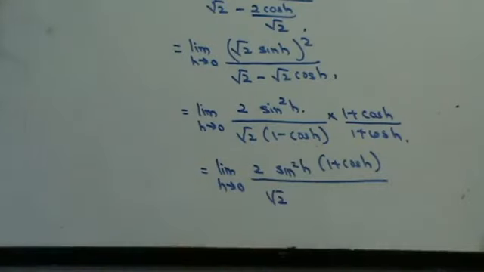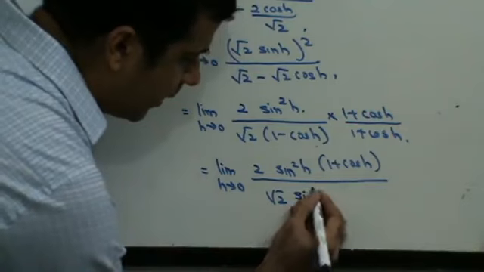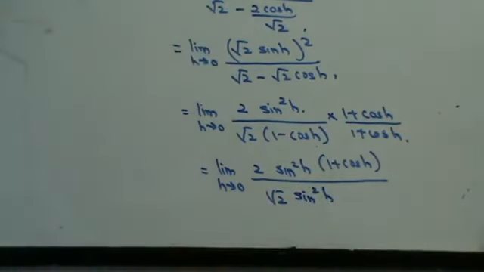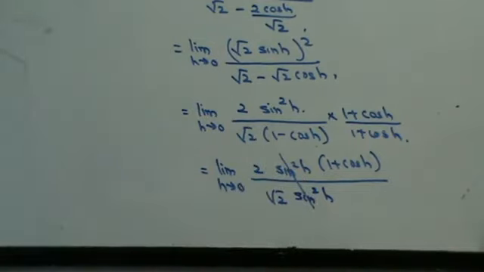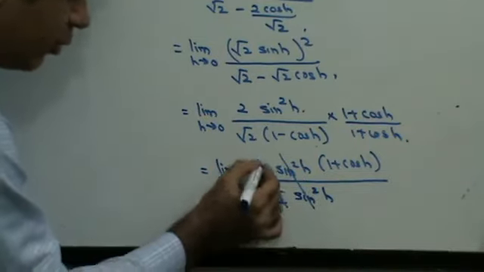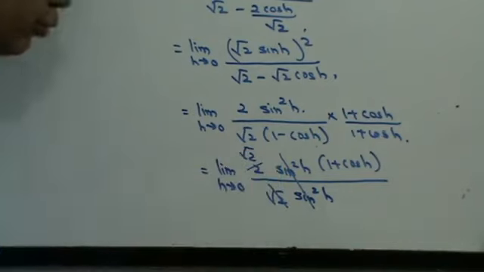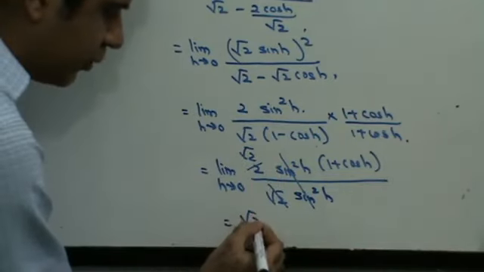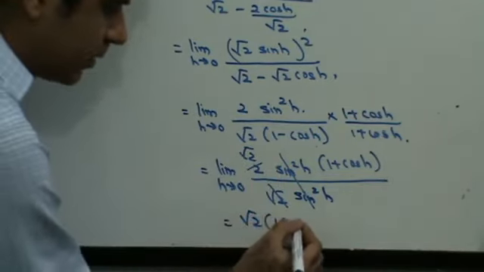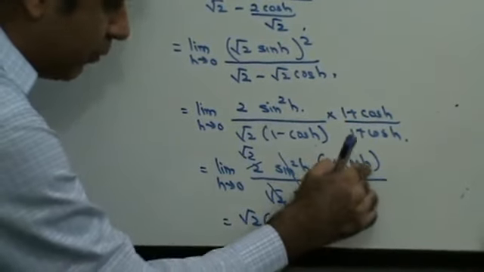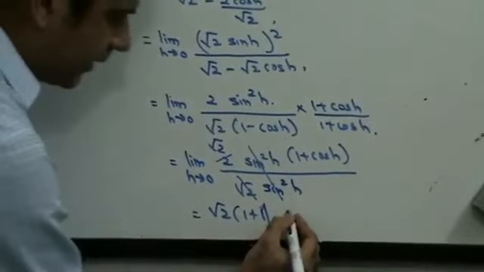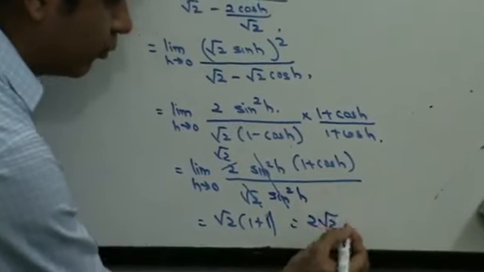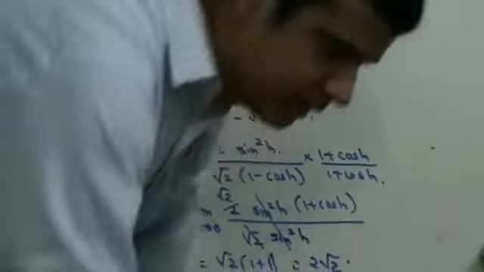1 minus cos h times 1 plus cos h is 1 minus cos square h, which is nothing but sin square h. Right? Sin square h in the numerator, denominator gets cancelled. Root 2 and 2 gets cancelled to give you root 2. So your answer is going to be root 2 times 1 plus cos of 0. Cos of 0 is 1. So in that case, this is going to be 2 root 2. Right? Let's see another sum, people.